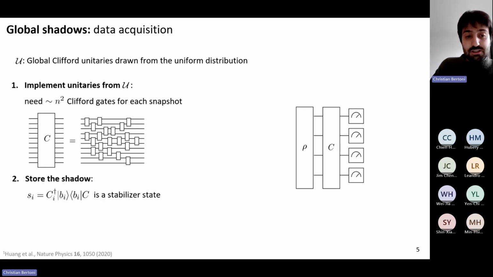But as far as storing the shadows go, this is very straightforward. The shadow here is a stabilizer state because it's just a Clifford times some computational basis state, and so here there is no issue at all. We can store this efficiently.